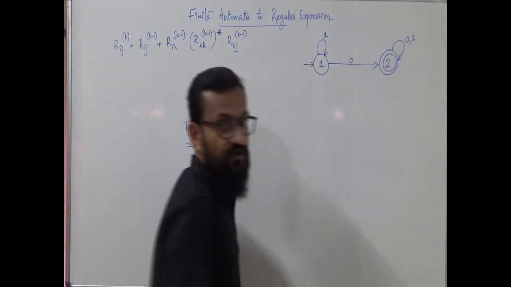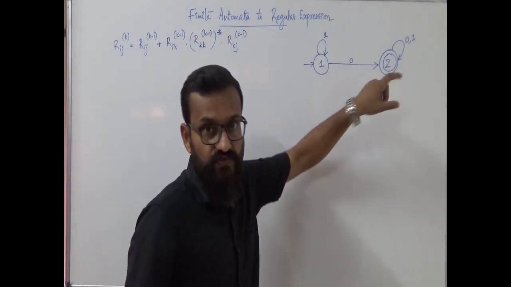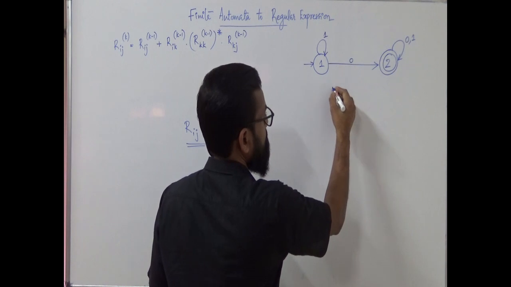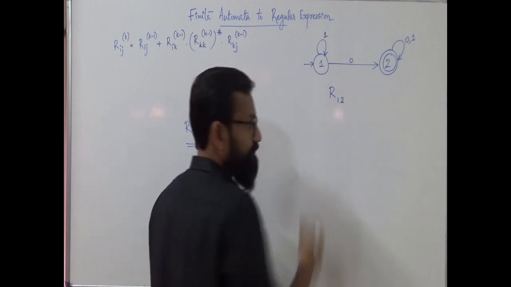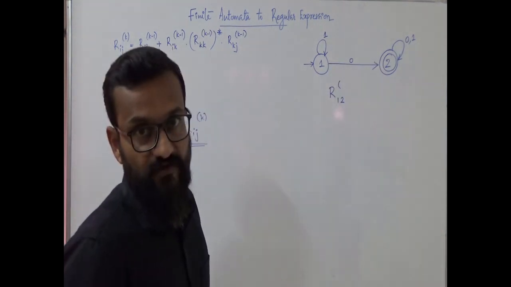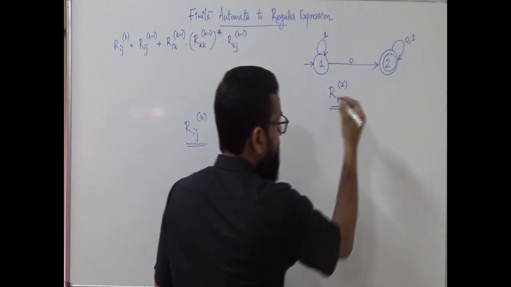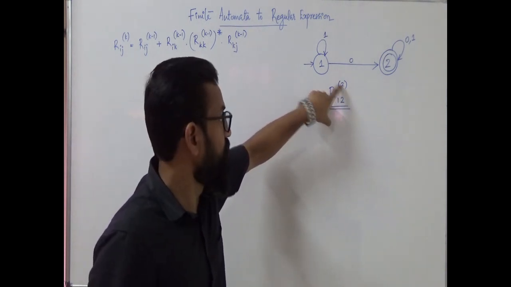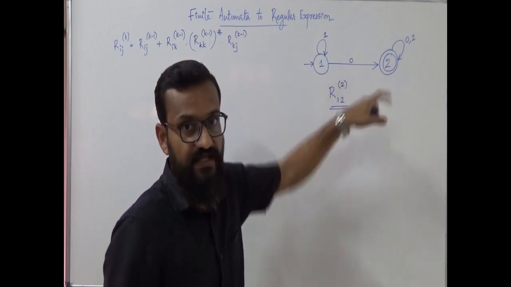Here you are having only 2 states. Now consider the start state is 1 and the final state is 2. You are expected to determine the regular expression R from state 1 to 2 by considering the total number of states in this finite automata. You are having 2 states. So our aim is to determine the regular expression R12 of 2, where 2 is the total number of states, 1 represents the start state and 2 represents the final state.